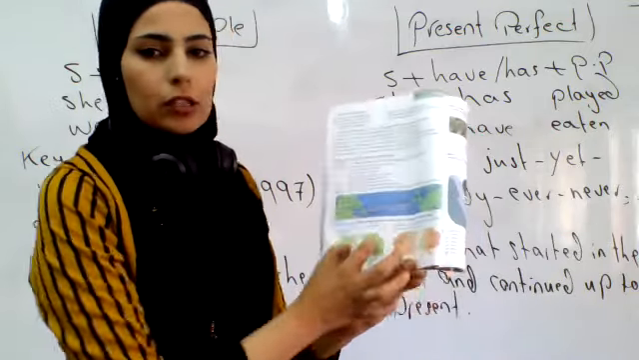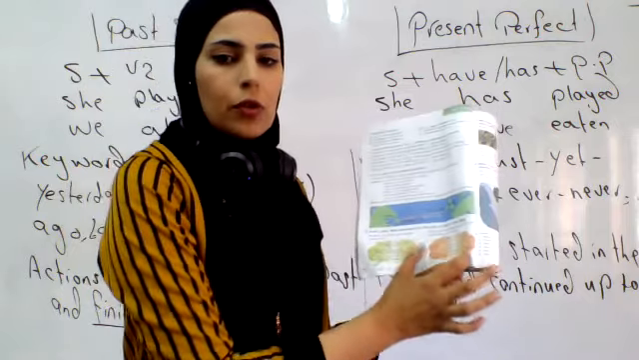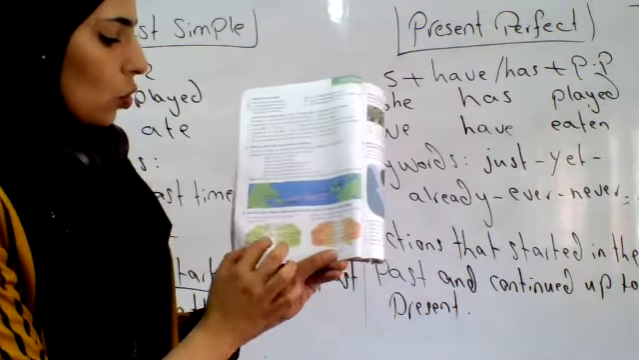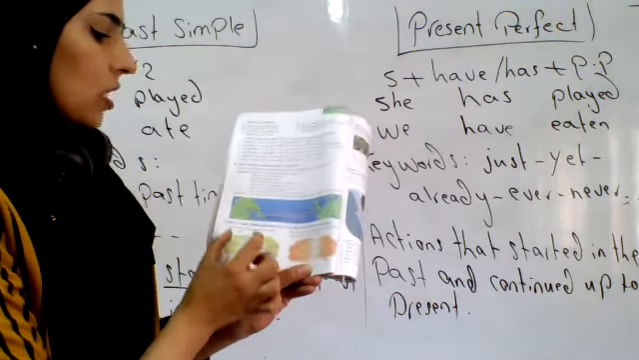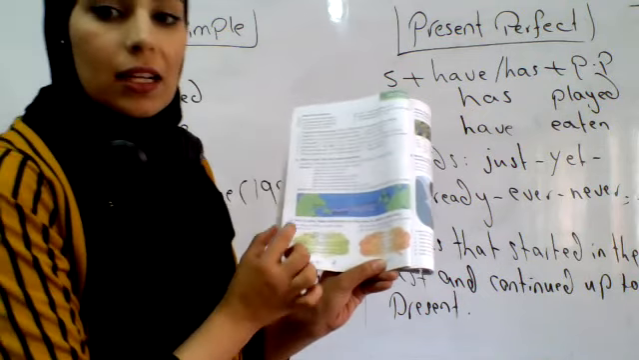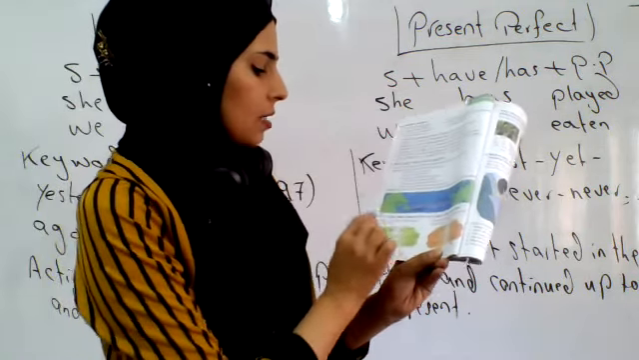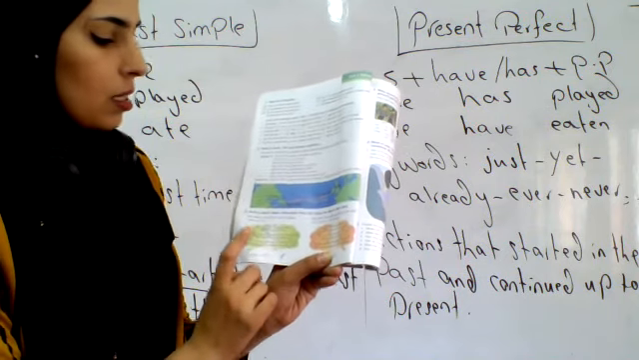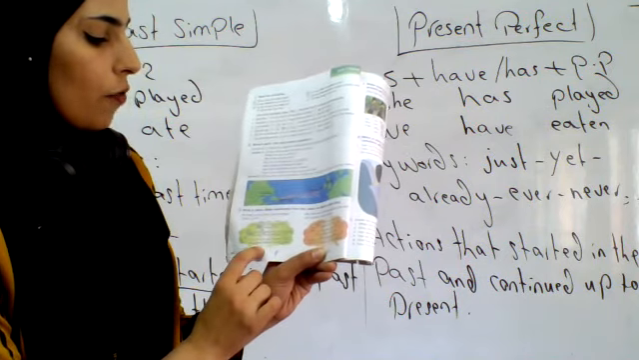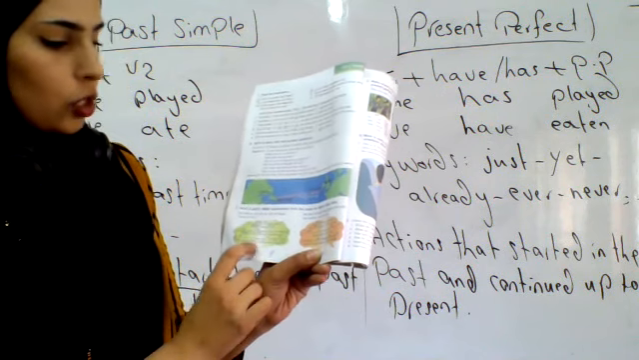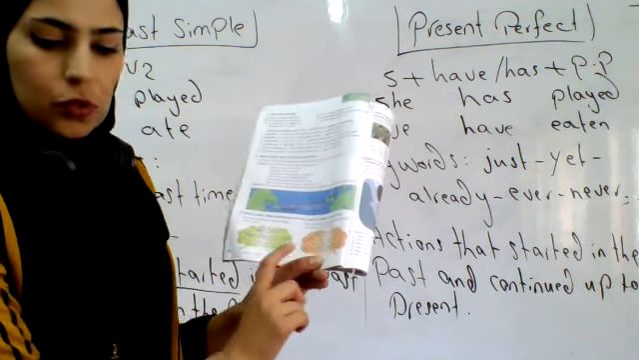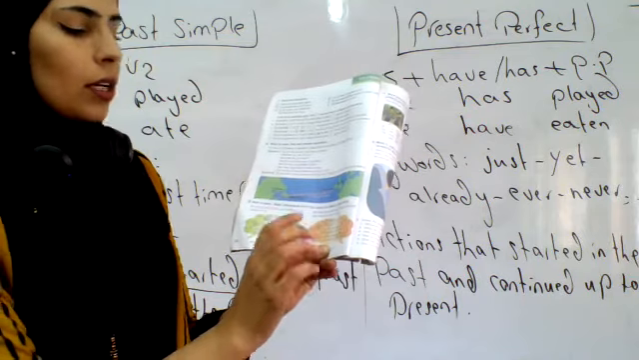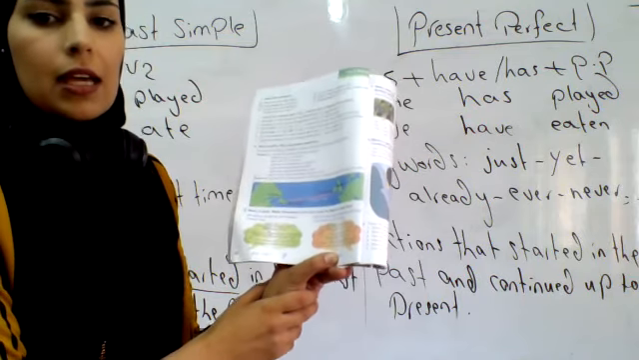We have 2 types of rules. The first one, we need to use past simple because it's talking about an exact time in the past, like 6 a.m., for example, yesterday, past times. So we need to use past simple in this type of question. And here we are going to use present perfect in the second part of the exercise.